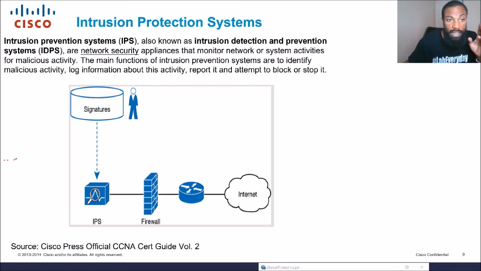An IPS is an intrusion prevention system, also known as an intrusion detection and prevention system, or IDPS, a network security appliance that monitors network or system activities for malicious activity. The main functions of intrusion prevention systems are to identify malicious activity, log information about this activity, report it, and attempt to block or stop it.